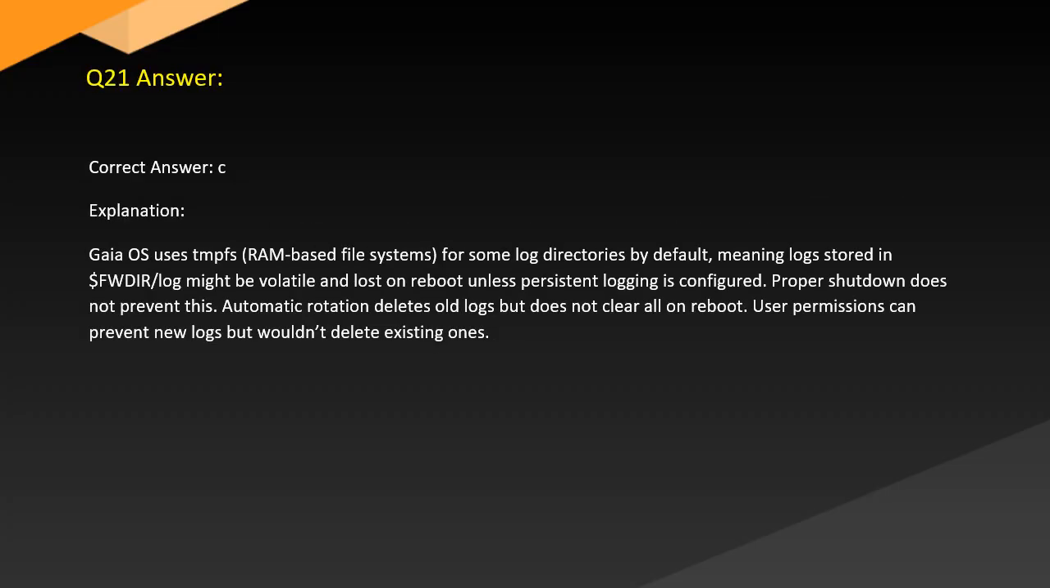Answer. Correct answer: C. Explanation. GAiA OS uses tmpfs RAM-based file systems for some log directories by default, meaning logs stored there might be volatile and lost on reboot unless persistent logging is configured. Proper shutdown does not prevent this. Automatic rotation deletes old logs but does not clear all on reboot. User permissions can prevent new logs but wouldn't delete existing ones.